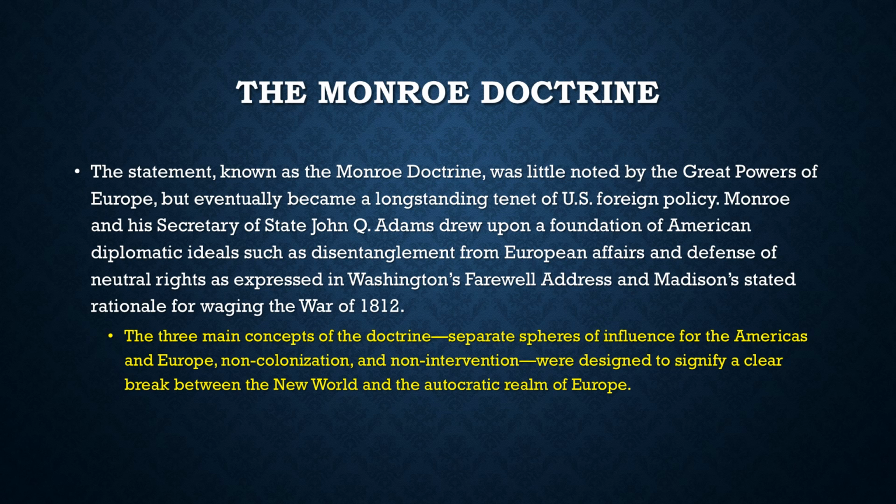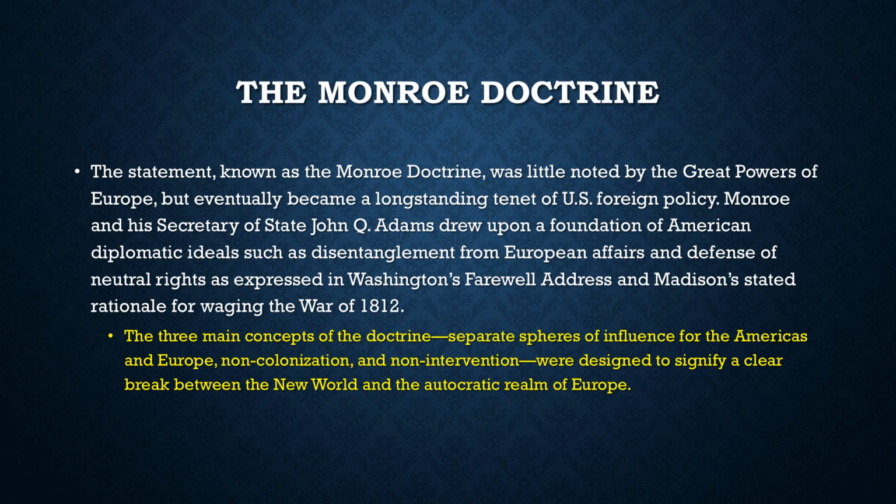It says, the statement, known as the Monroe Doctrine, was little noted by the great powers of Europe, but eventually became a long-standing tenet of U.S. foreign policy. Okay. Monroe and his Secretary of State, John Quincy Adams, who is the son of the second president, John Adams. John Quincy Adams was the Secretary of State at the time, and in fact, it was John Quincy Adams who wrote the Monroe Doctrine. It was not Monroe himself.